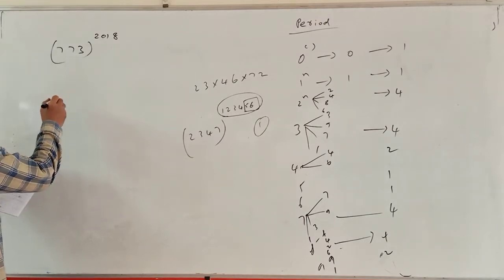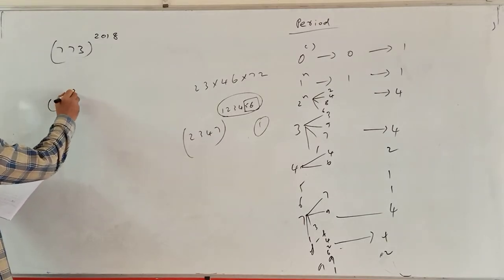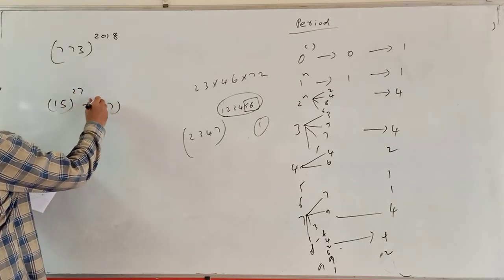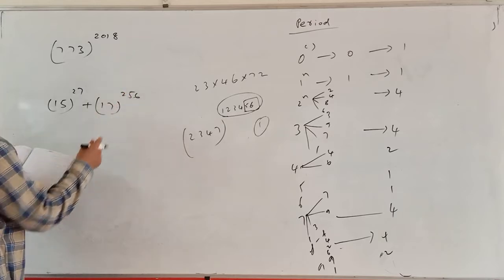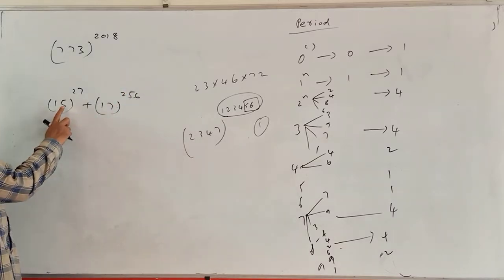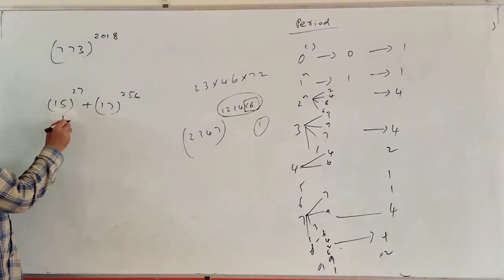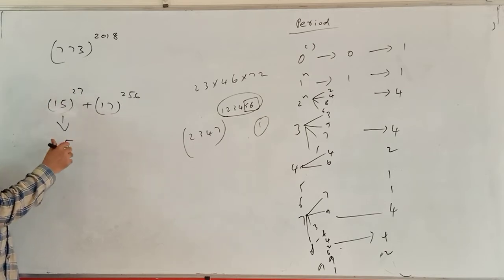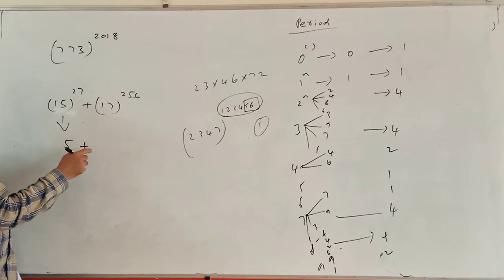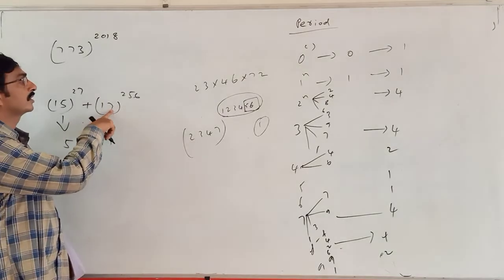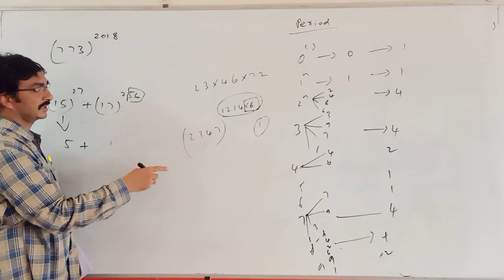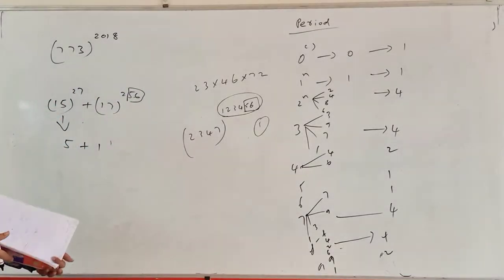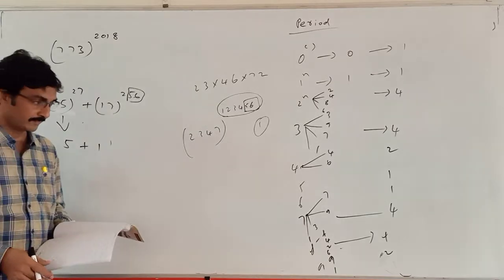Next, the last digit of 15 power 27 plus 17 power 256. 5 power any value ends with 5, so the last digit of the first number is 5. Plus, 7 has period 4; divide 256 by 4, remainder 0. Remainder 0 means last value, 1. Therefore 5 plus 1 is 6, the answer. Okay.